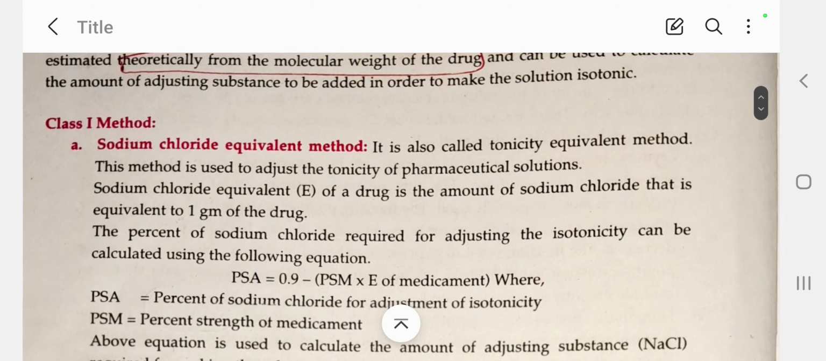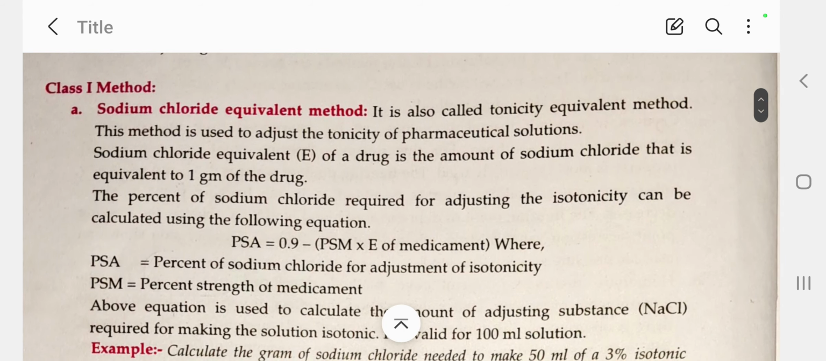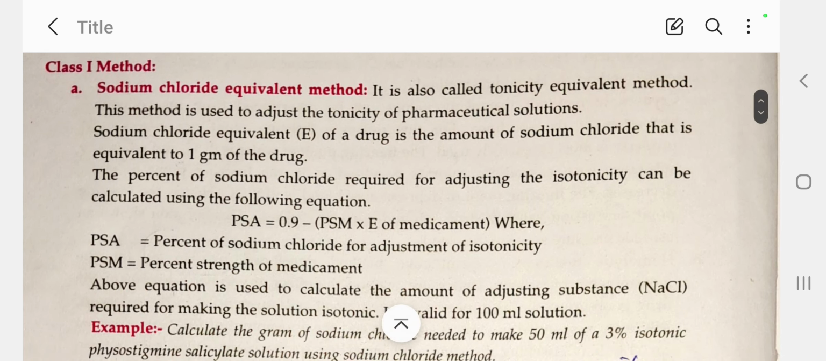Okay, let's see in brief. In the class 1 method we already know that by adding sodium chloride we bring the freezing point depression of blood to 0.52 degrees Celsius, so that we can attain an osmotic pressure equal to that of blood. So let's see the class 1 method.